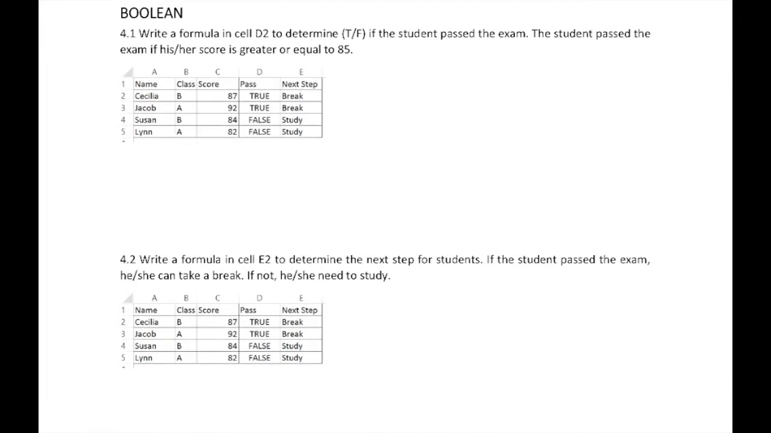4.1. Write a formula in cell D2. Here is D2, to determine true or false if the students pass the exam. The student passed the exam if his or her score is greater or equal to 85. So whenever the question asks you about the T or F, it means they want you to do a Boolean. So this one, the right answer should be equal to, whenever the score, C2, is greater or equal to 85.